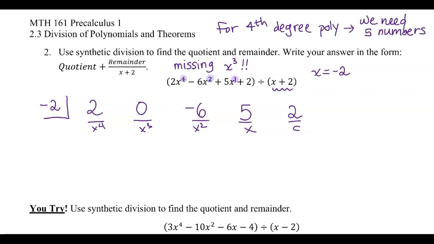So when you are setting up these synthetic divisions, sometimes you will have to put in 0 for missing terms, okay? So if you have a 5th degree poly, then you're going to need 6 numbers.